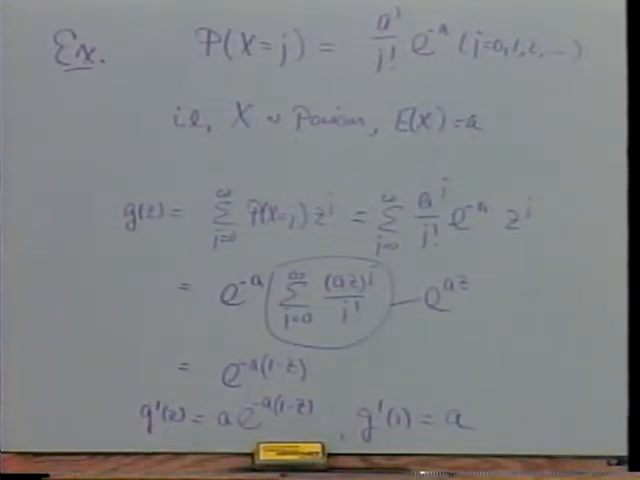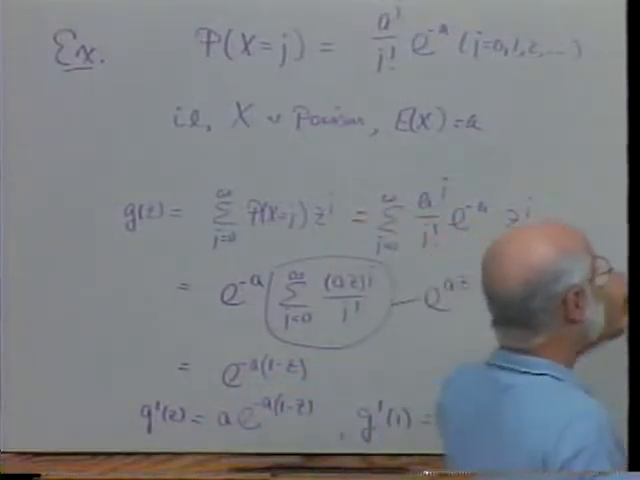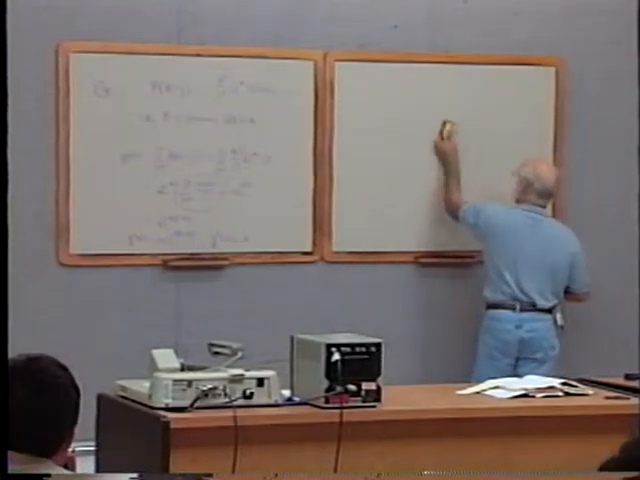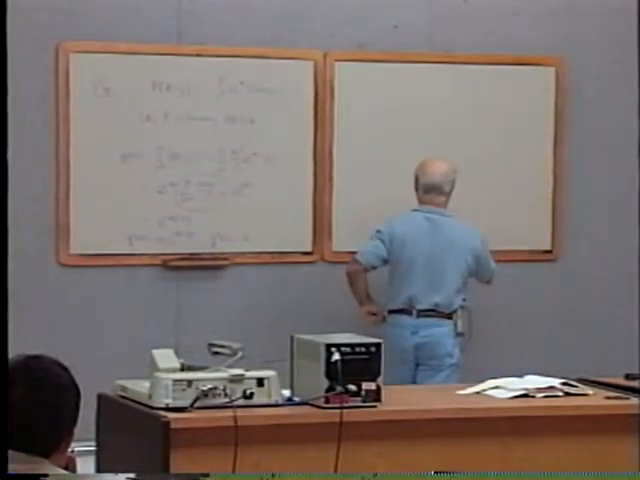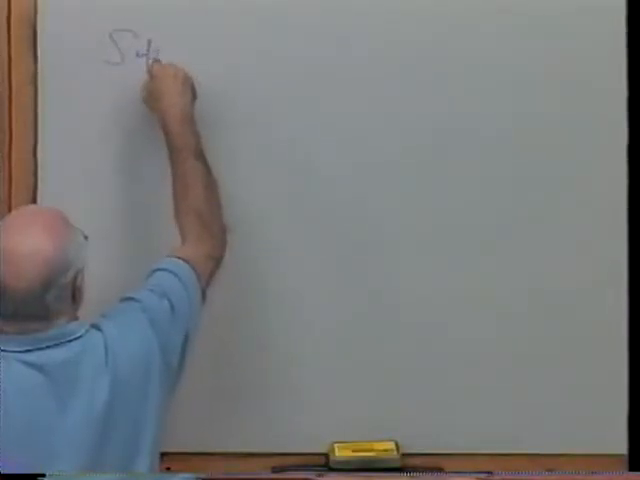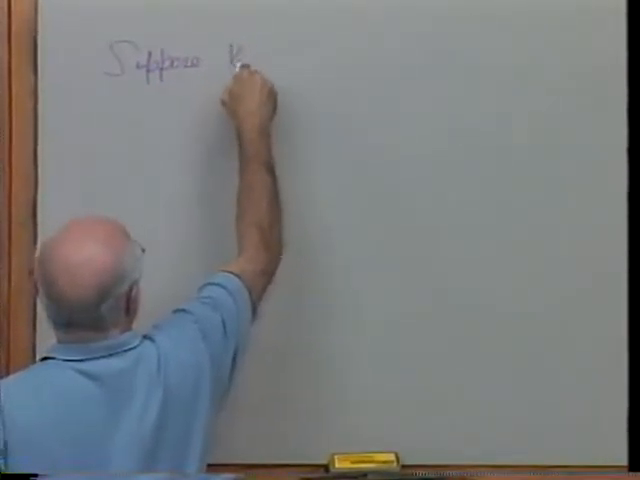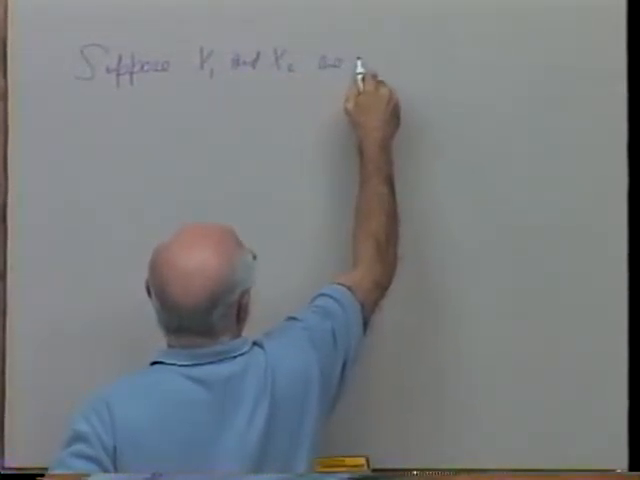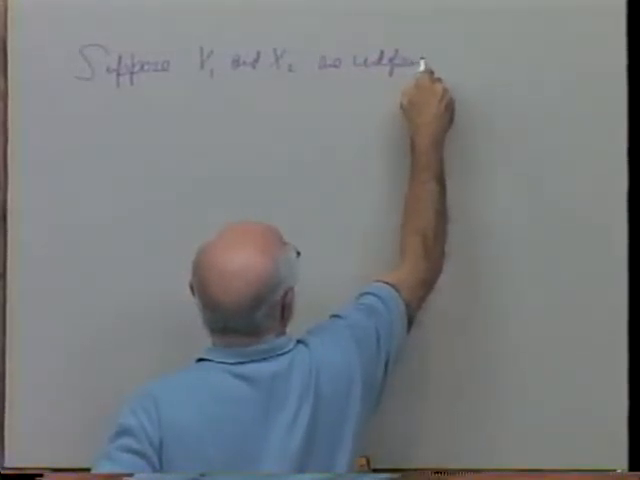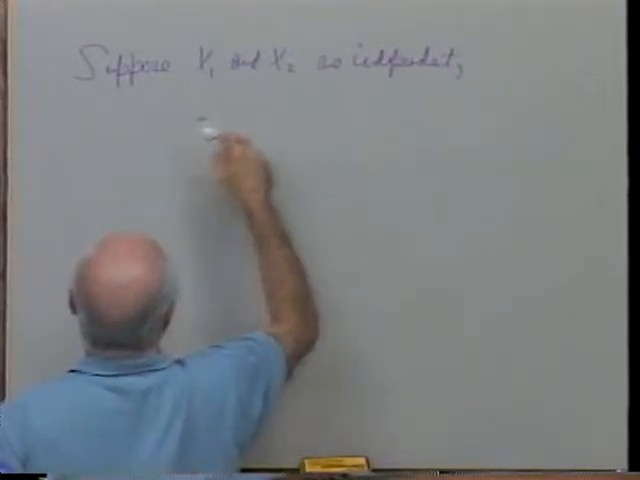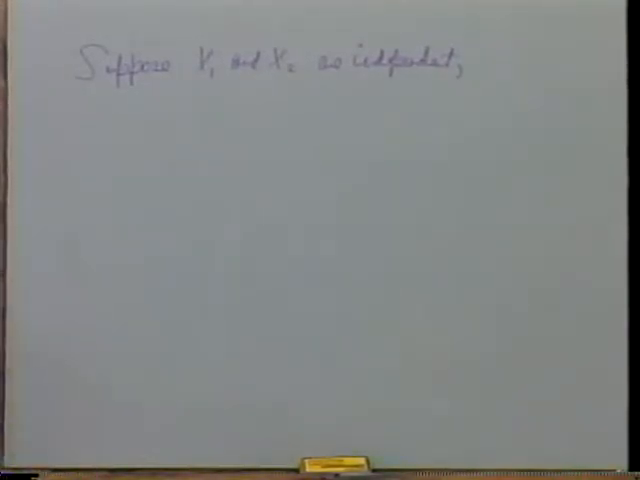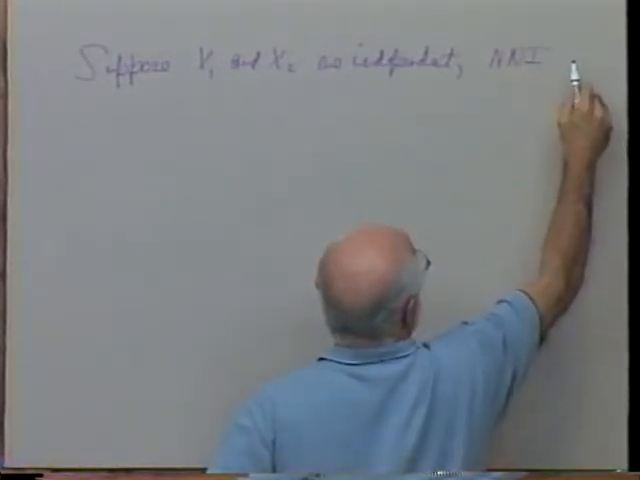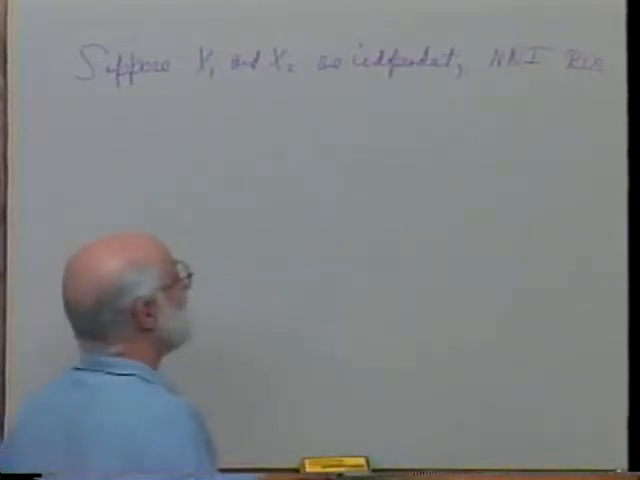Okay, now let's look at something else. Suppose x1 and x2 are independent, and let's see, non-negative integer valued. I'll just write that as non-negative integer random variables. In other words, they have generating functions.